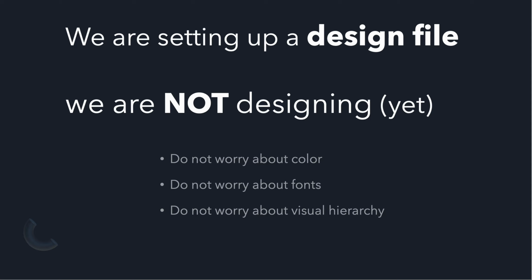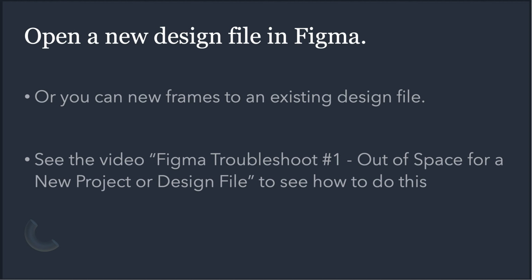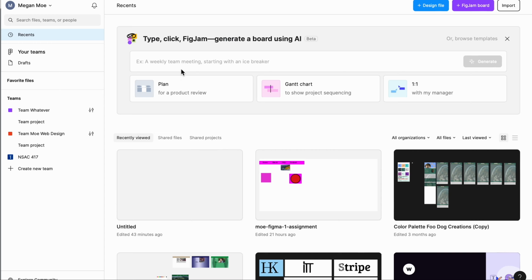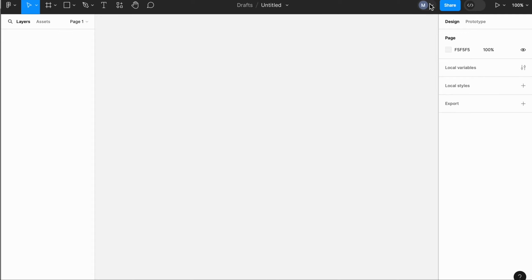Okay, so let's say you have your images, your body copy, your headlines, you're all ready. So what are you going to do? Step 1 is to open a new design file in Figma. All right, so I'm in Figma now, and if you remember, we're going to click on a design file up here, new design file. And now I'm going to create 3 frames.